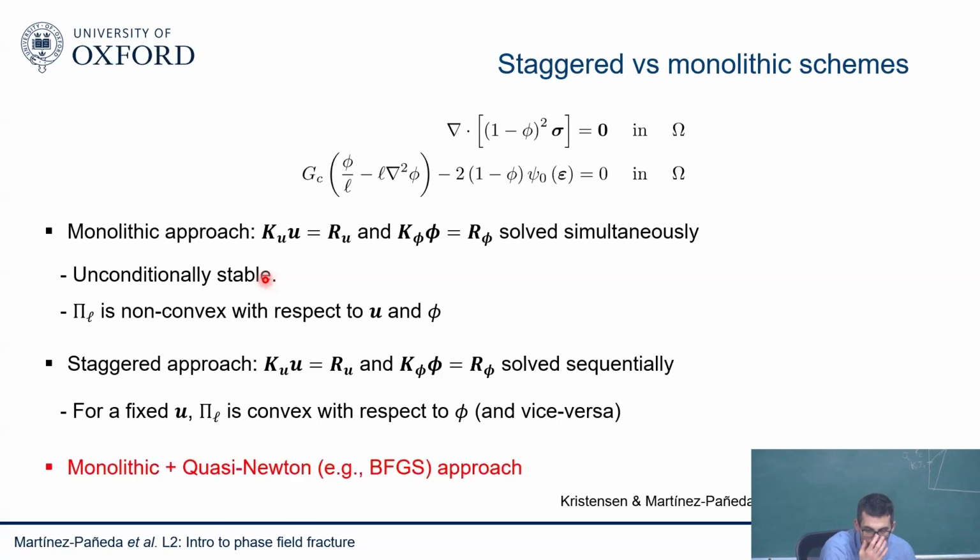But what we have proposed in our group, and also another group in China, Monash, is to use a monolithic quasi-Newton approach, so the BFGS method. And when you do that, you combine the best from both worlds. You have a monolithic solution, so your results are unconditionally stable, and you get very good robustness and convergence. So let me show you some representative results.